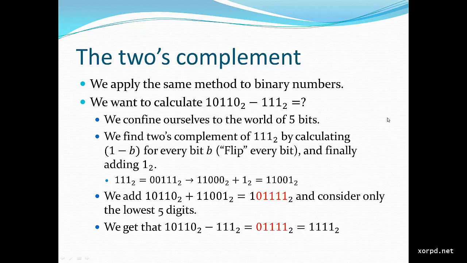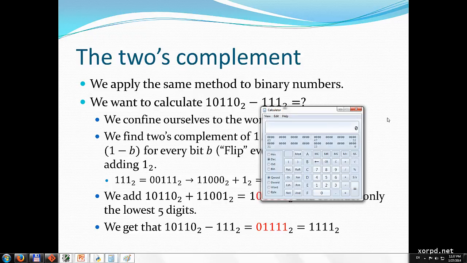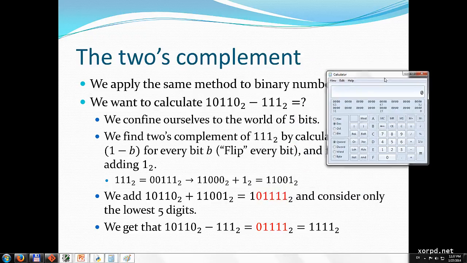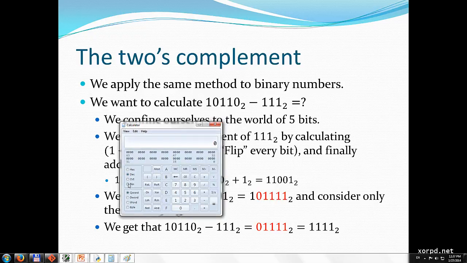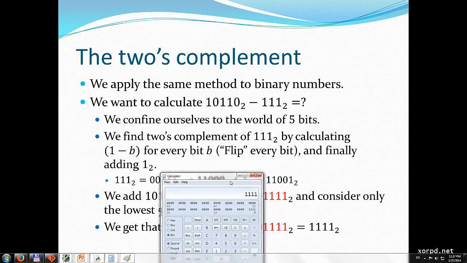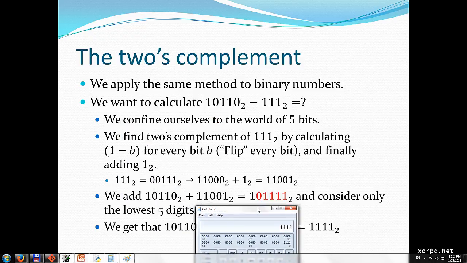We can actually check that this result is correct by using the calculator as usual. We pick the binary, and then we calculate 10110 minus 111, which equals exactly this result. So we were correct.